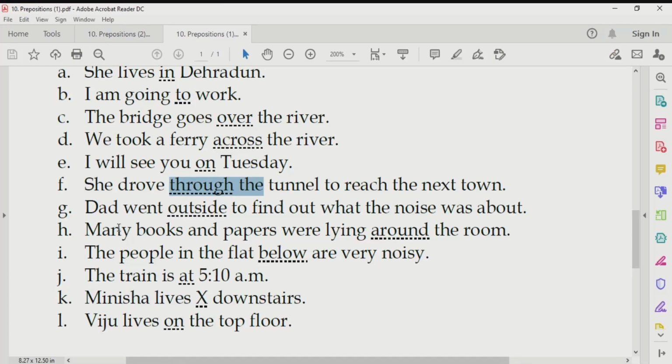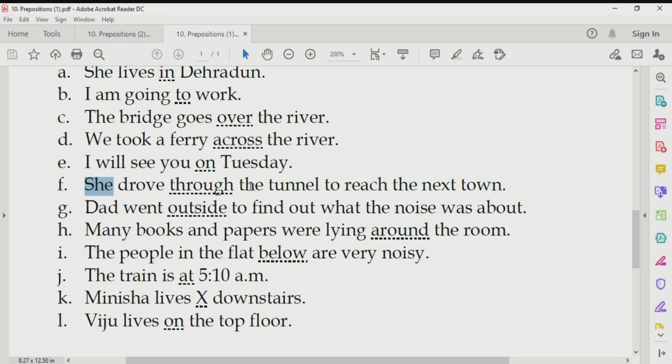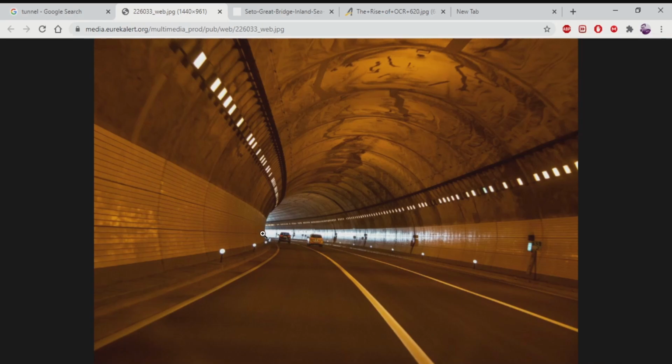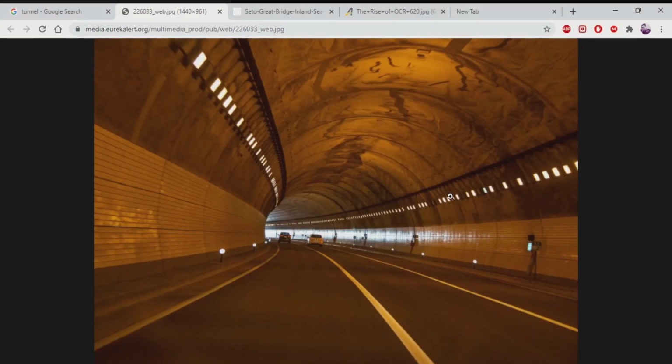Now going back to this sentence, she drove. Just imagine that she, a particular girl or woman, is sitting in this car. She drove through the tunnel to reach the next town. You can also imagine that where the tunnel is getting over, this car is going towards that place, and so we can say that she drove through the tunnel. Whenever we enter into something, you can see this tunnel is closed from all the sides and a car is passing through the tunnel. We won't say going in the tunnel, we will say going through the tunnel.